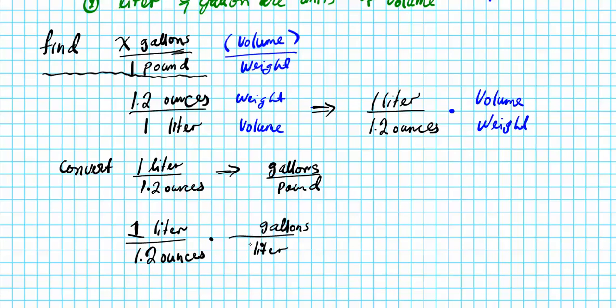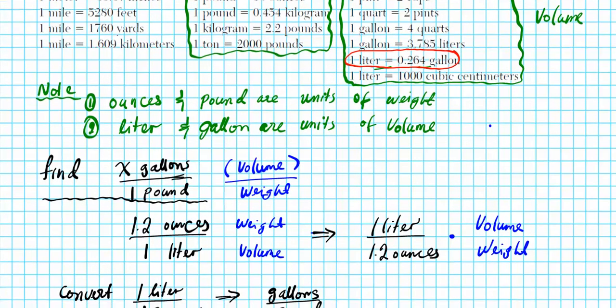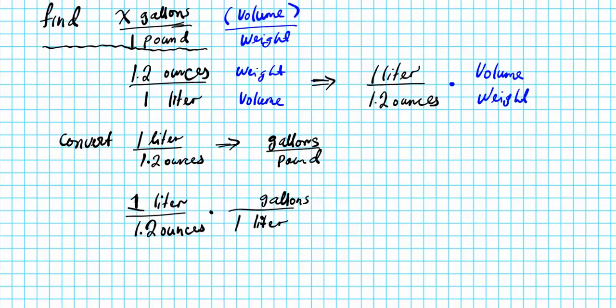From the conversion factor we just looked at, let me see, I already forgot what it is. 1 liter is 0.264 gallons. So multiplying by this conversion factor changes this to gallons per ounces, because the liters cancel out. But we also want our unit of weight to be pounds. So how do I set this one up? I want ounces to cancel out, and I want pound in the denominator.